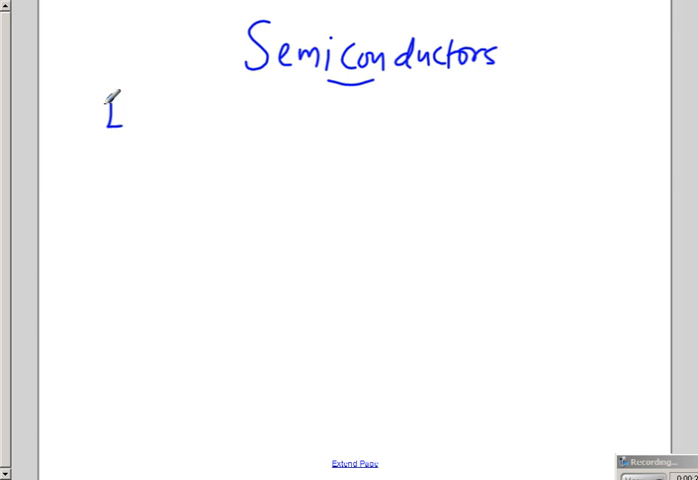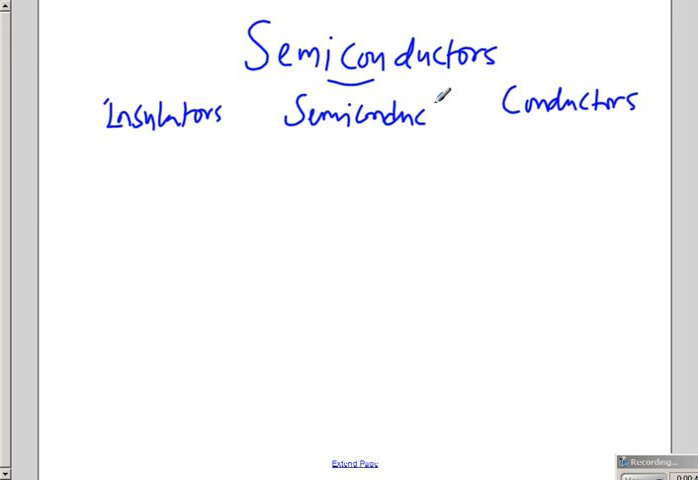We have three kinds of materials: insulators, conductors, and the new one we are studying now, semiconductors. We'll be studying the energy band diagram for the insulators, semiconductors and conductors, and we will see how the materials differ with each of these parameters.